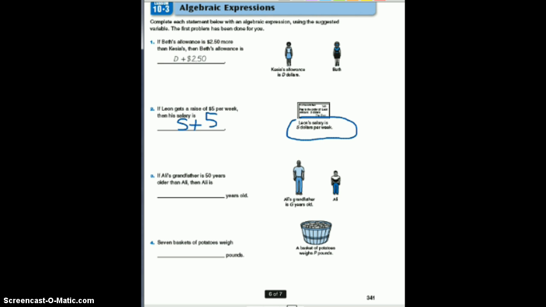In number 3, if Allie's grandfather is 50 years older than Allie, then what represents Allie's age? Her grandfather is G, and we're trying to figure out what Allie would be. Allie's grandfather is 50 years older than Allie. That means Allie is 50 years younger than her grandfather. So if her grandfather is 70 and he's 50 years more than Allie, then Allie would be 20. If her grandfather was 60, then Allie would be 10.